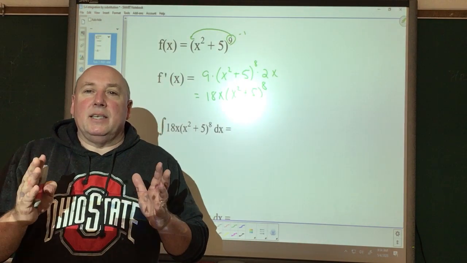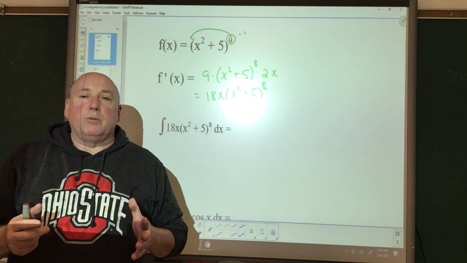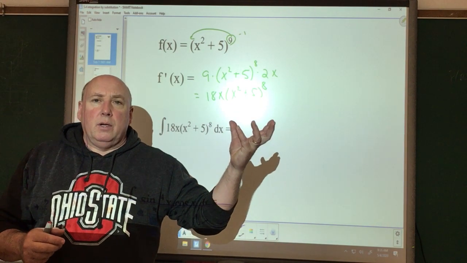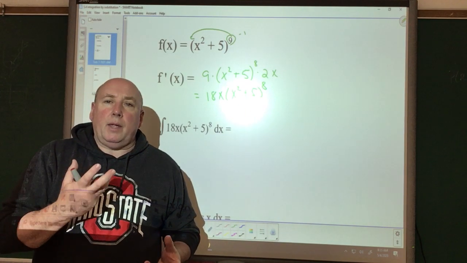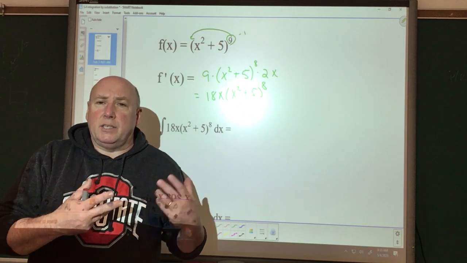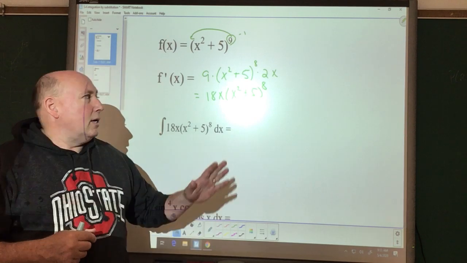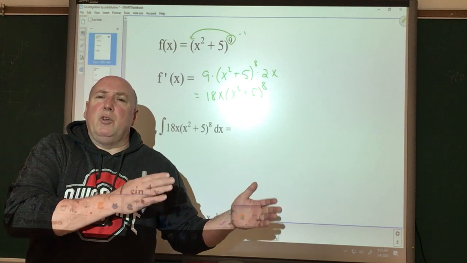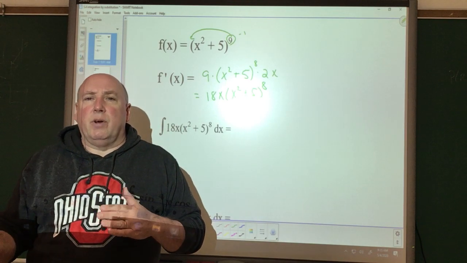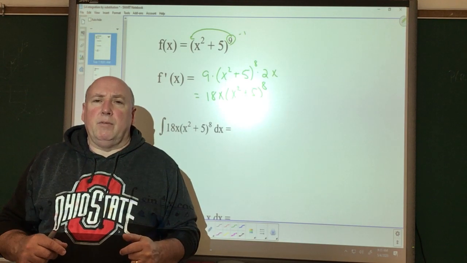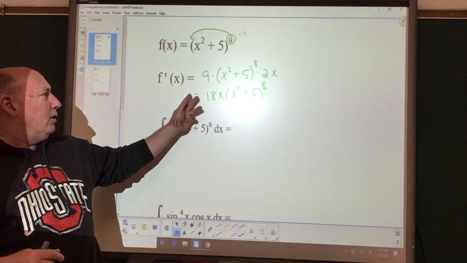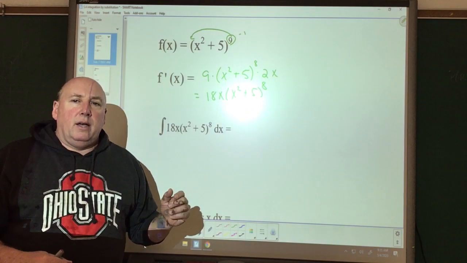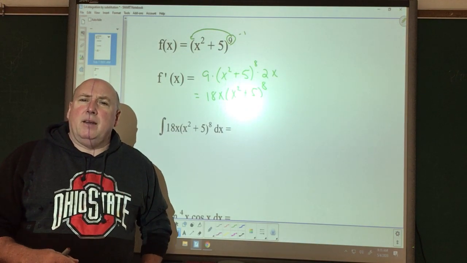In mathematics, we have a process that we do, and a process that will undo the process that we just did. What we've done here is taken the derivative. And what we've learned is that to undo the derivative, we can take the antiderivative. But the problem we run into is, how do we take the antiderivative of this?